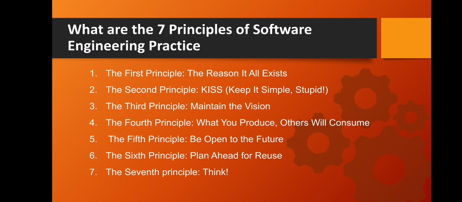The sixth principle is plan ahead for reuse. Reuse saves time and effort. Achieving a high level of reuse is arguably the hardest goal to accomplish in developing a software system. The reuse of code and designs has been proclaimed as a major benefit of using object oriented technologies.